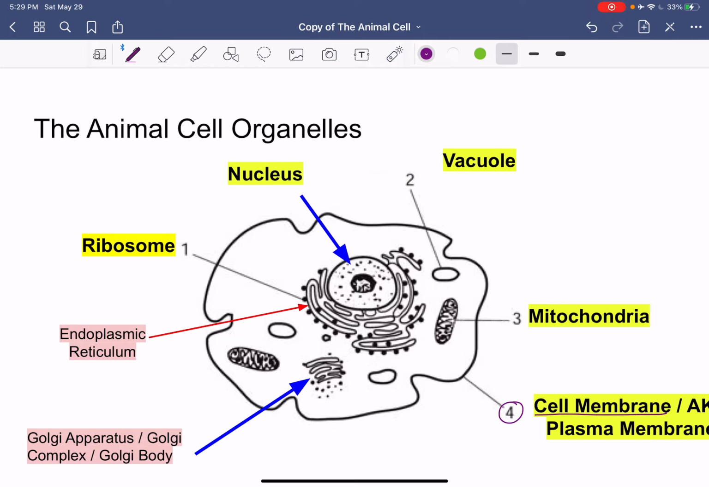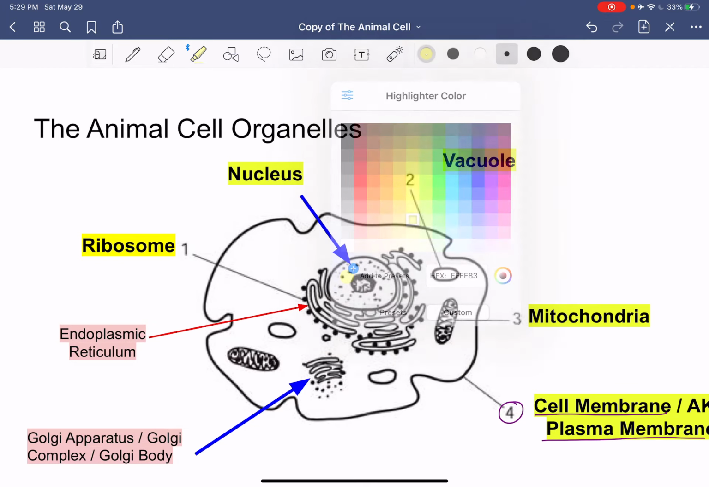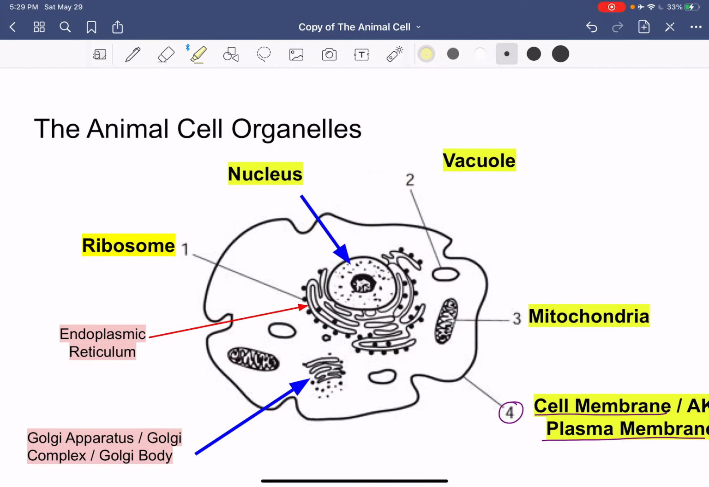The cell membrane is also known as the plasma membrane. Now, again, we are just labeling. Let me use a nice yellow highlight to highlight the cell membrane. The cell membrane is this outermost layer all around. That is the cell membrane, also known as the plasma membrane.